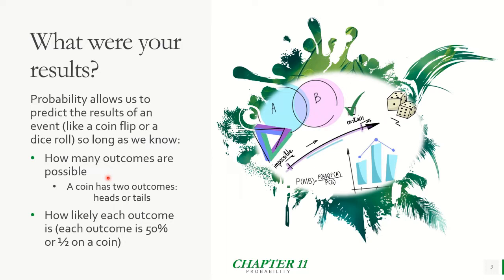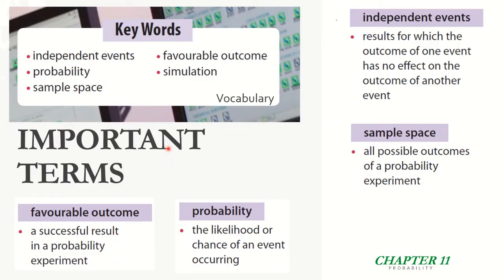However, think about reaching into a bag of marbles where there are five red marbles and only two blue marbles. You can see that on any given time you pull a marble out, it's much more likely to get a red marble instead of a blue one. Okay, so let's look at some keywords here for probability. The first one, obviously, is the definition of probability. It's the likelihood or the chance of an event occurring.